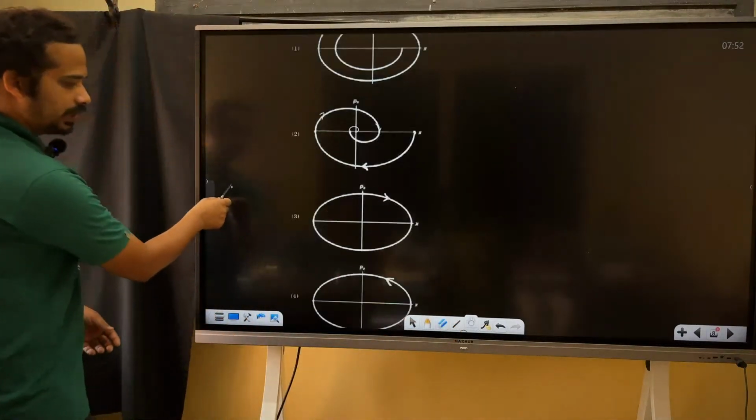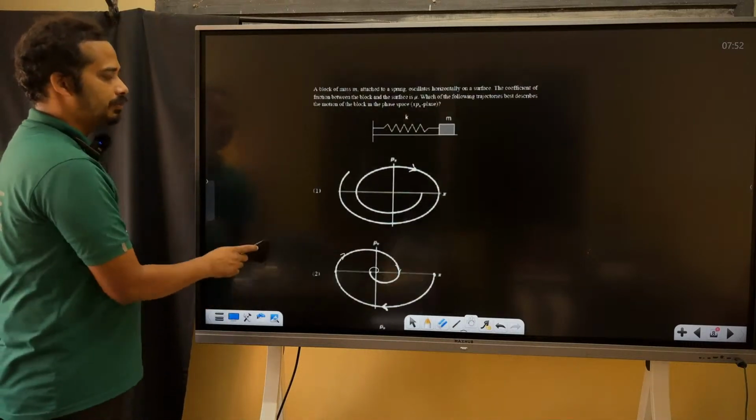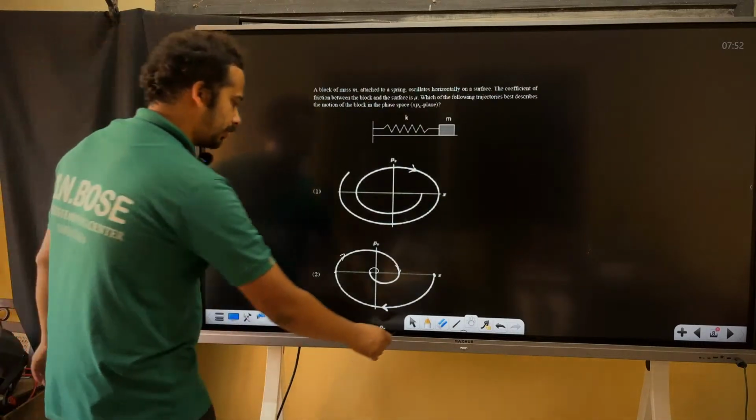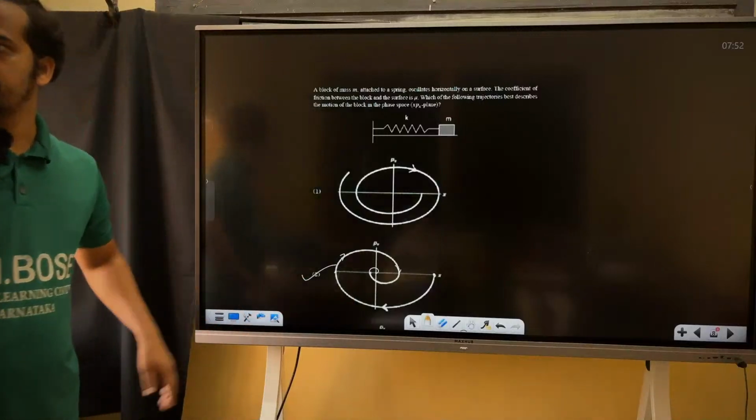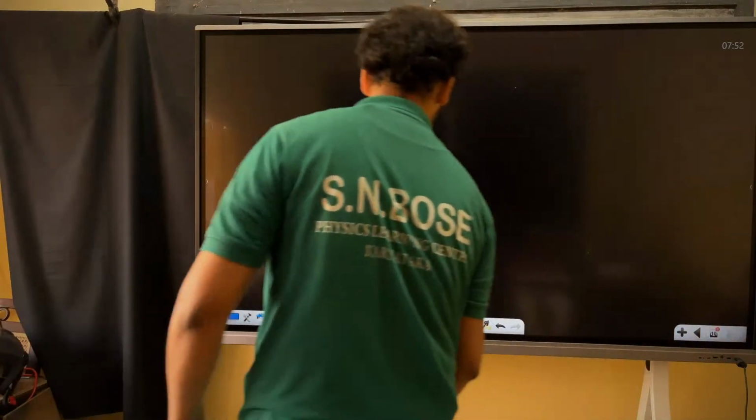And another one is an ellipse. Ellipse is not possible. That is only for when there is no friction. That is possible. So that's why option 2 is right. Are you getting my point? Try to understand that one. Then this is nothing actually.